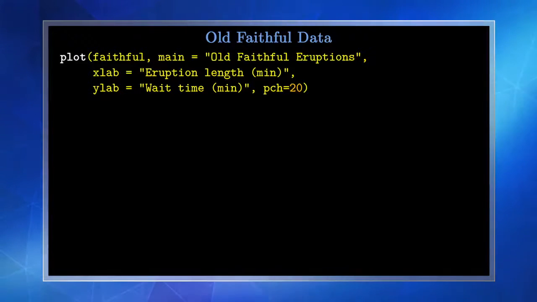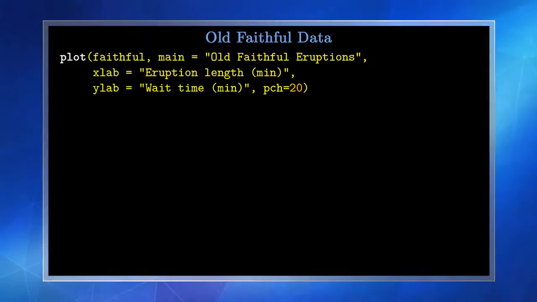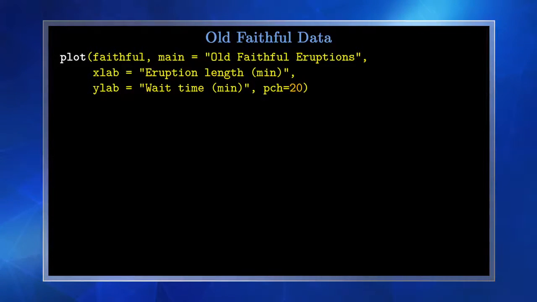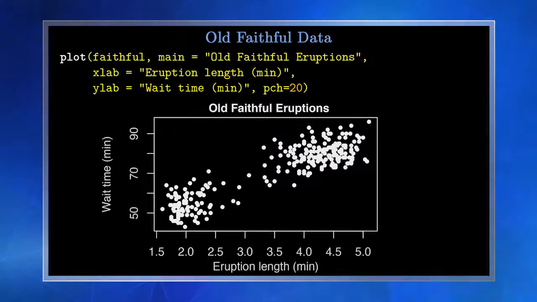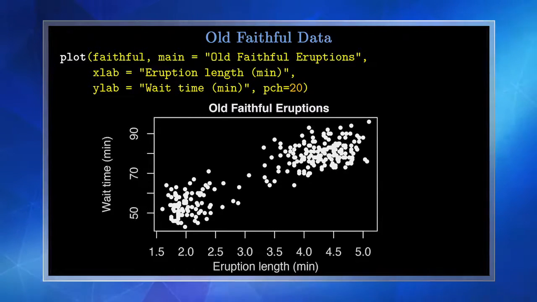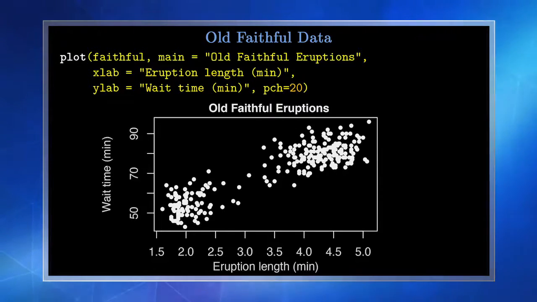Notice what we've also done here is change the plot character. So we've set our plot character, or PCH, equal to 20. This actually gives us a darker point so that we can better see our data. When we run that code, we get an updated plot. Old Faithful Eruptions, a great title. Our X and Y labels are accurately labeled with minutes. And we see our points really sort of jump out of the screen at you.